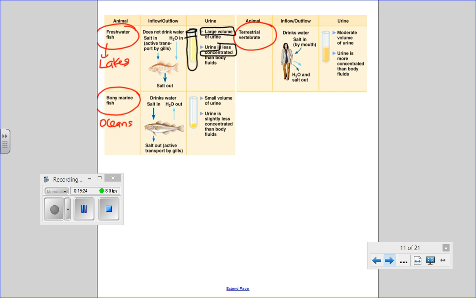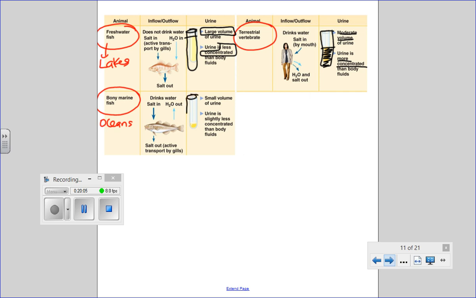The terrestrial vertebrate, if we look at its test tube, is less full, but the color is much darker. So the volume is moderate, but the urine is more concentrated. And that's because we don't have water available 100% of the time. Now humans have it a little bit better. We can access water even if we couldn't find it ourselves in the wild. But for other terrestrial organisms, water is not always available 100% of the time, so we're concerned with conserving it. We do not want a lot of water to leave with urine.